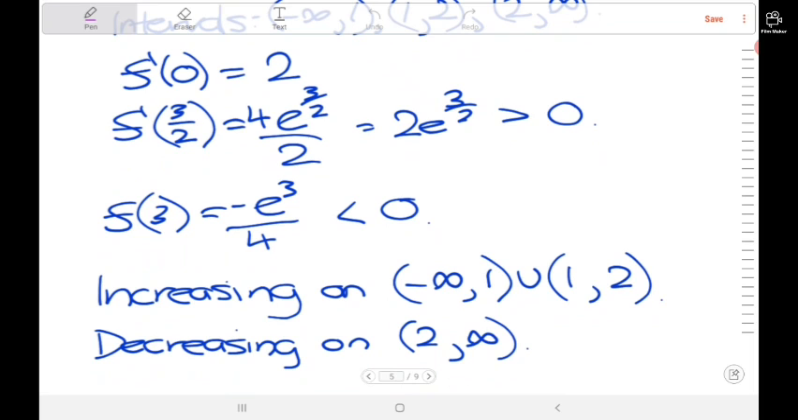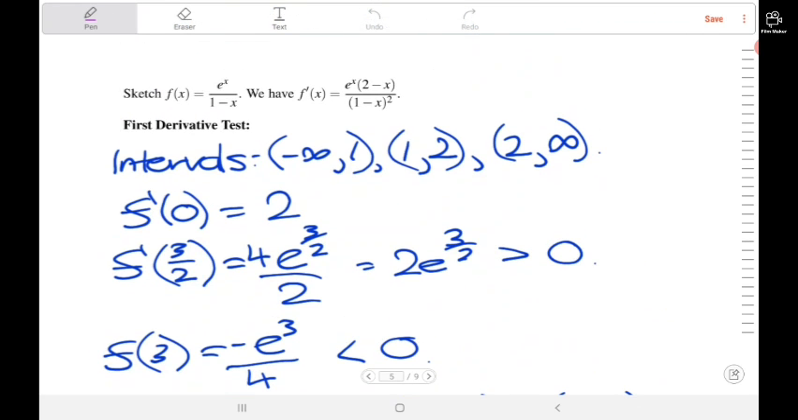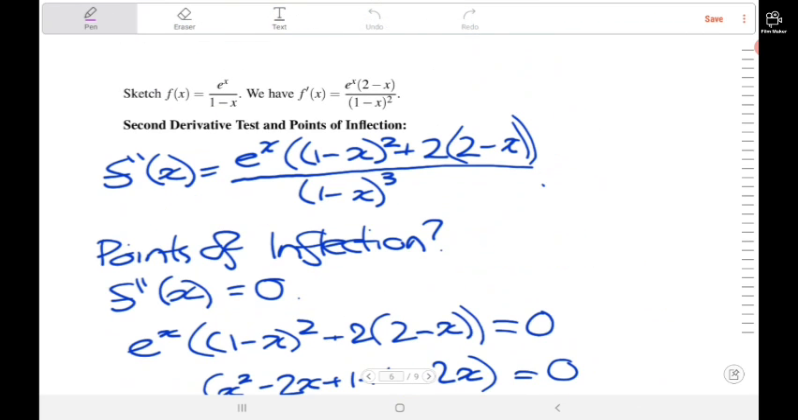But we also need to know something about the concavity and what kind of critical point this is. Certainly it looks like a maximum. We're increasing before it and decreasing after it. But we will need to check the concavity of this first interval because we don't know what's happening there. So let's calculate the second derivative, which I've given you here. You can calculate that using the product rule and the quotient rule.